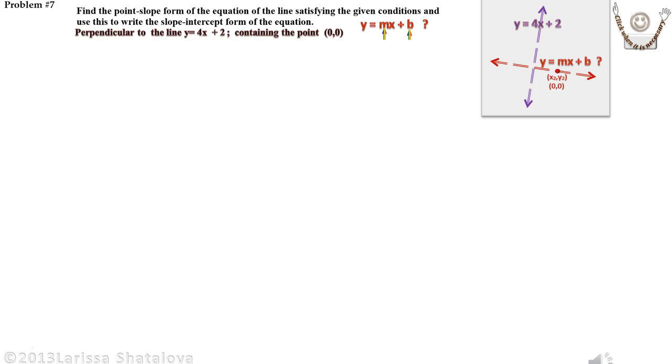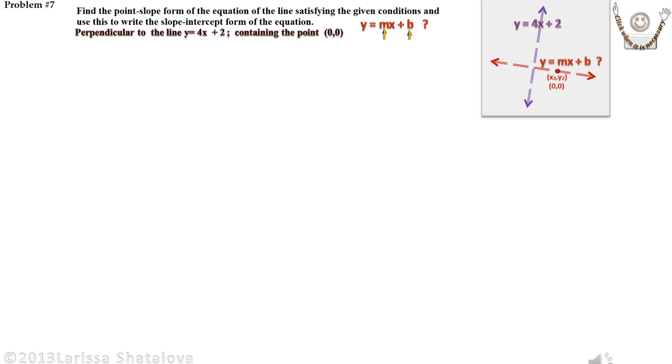Next problem. Find the point-slope form of the equation of the line satisfying the given conditions and use this to write the slope-intercept form of the equation. Our line is supposed to be perpendicular to the line with equation y equals 4x plus 2. And our line contains the point with coordinates (0, 0), which means the origin. We are looking for the answer in slope-intercept form, y equals mx plus b.